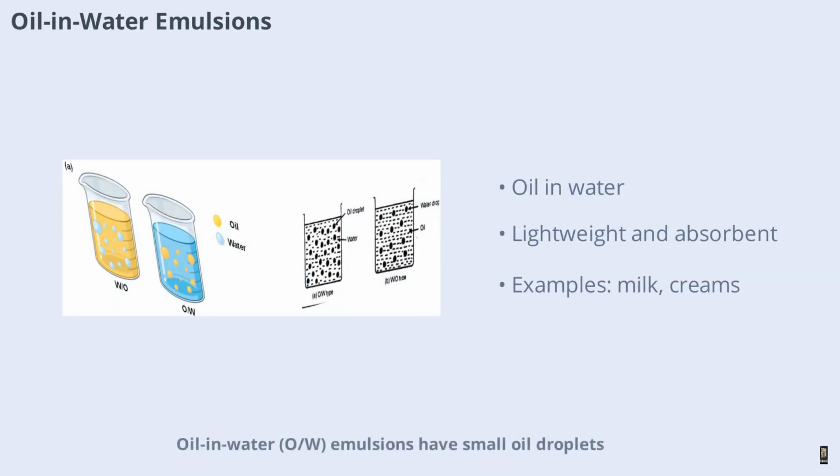Oil in water (OW) emulsions have small oil droplets dispersed in a larger amount of water. Milk is a classic example where fat globules are suspended in water. These emulsions are lightweight, easy to spread, and quickly absorbed, making them ideal for products like vanishing creams and lotions. OW emulsions are also common in food and cleaning products.